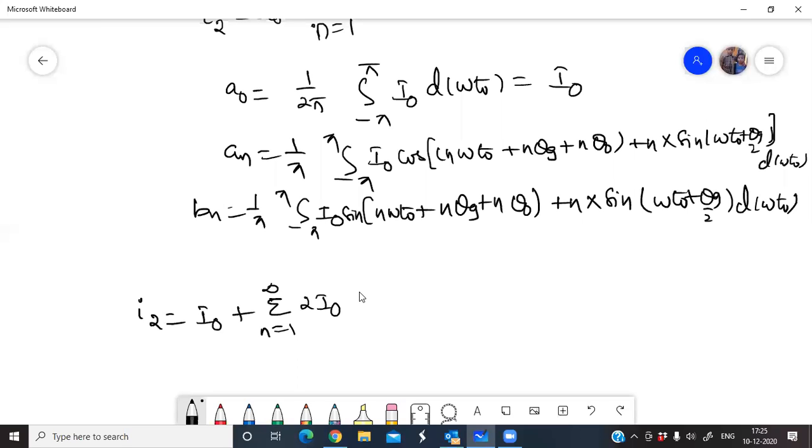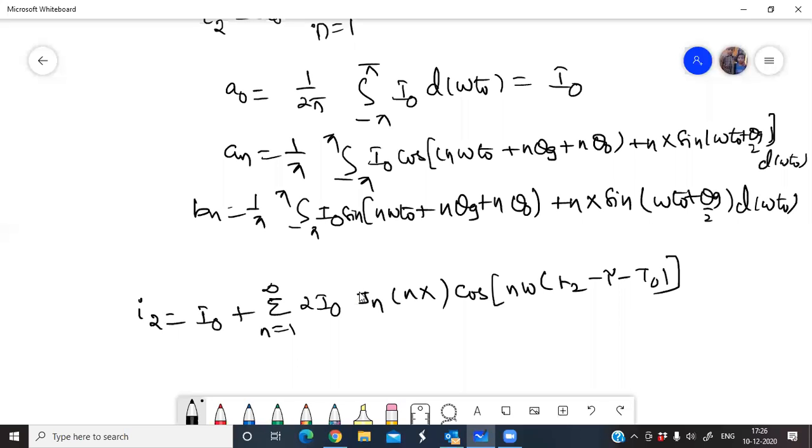I2 equals I naught plus the sum from n equal to 1 to infinity of 2 I naught Jn of nx cos n omega (t2 minus tau minus t naught). Here Jn is nothing but the Bessel function. Once again I am repeating, just remember this equation, this is enough. But remember one thing, this is the current at the catcher cavity.